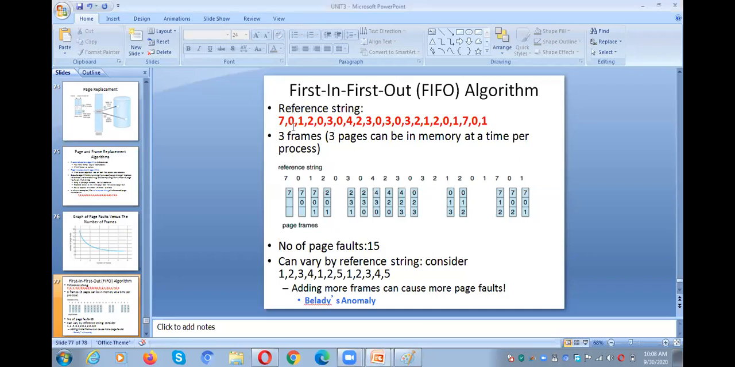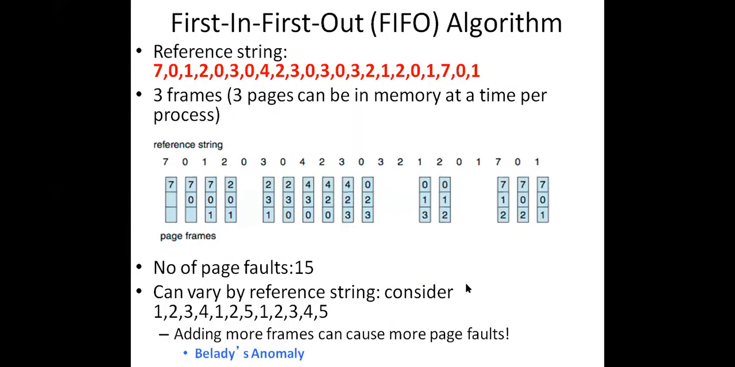The reference string is 7 0 1 2 0 3. This is a reference string, and per process only 3 frames are available. So 1, 2, 3 are the frames. Initially 7 is not available in the frame, so we need to keep the 7. So page fault 1, count the page fault. Page fault means the required page is not in the main memory. Initially 7 is not in the main memory, so we kept the 7 in the free frame.